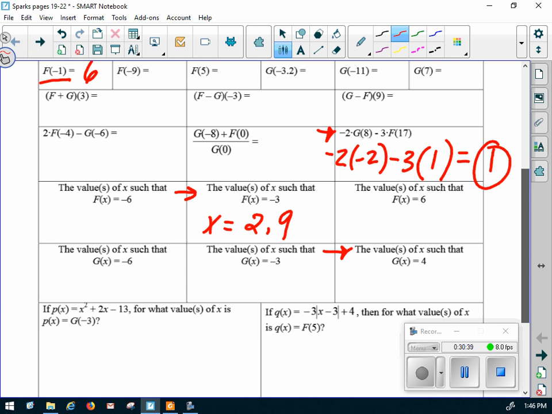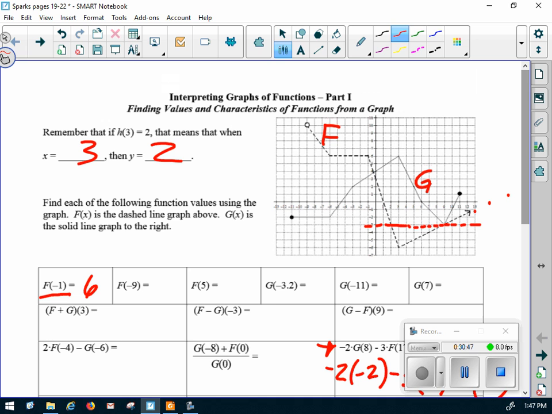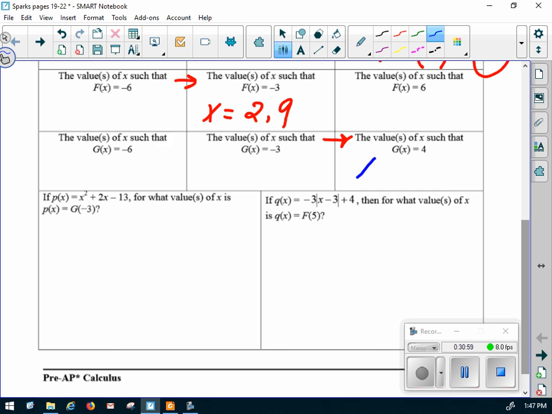How about this one? The values of x such that g of x equals 4. What are we looking for? When y equals 4, 0 and 4? Yeah. X equals 0 and 4.